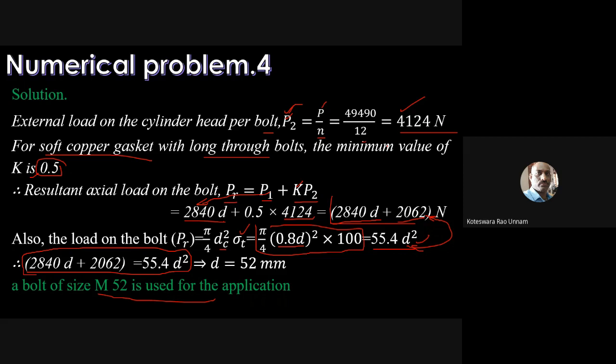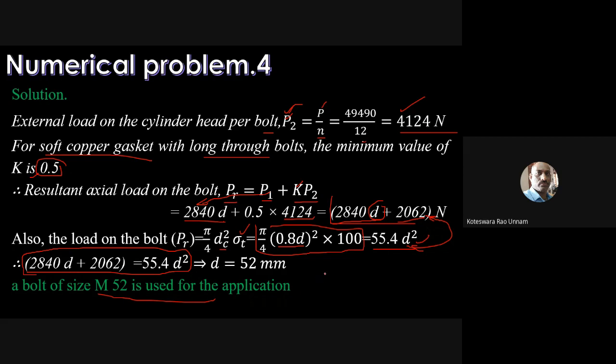Now for 52 mm, compute what the tensile stress area is. So you open your data book. In the data book, the tensile stress area for M52, if you use the coarse series, is going to be 1760. Now you substitute the data here, D is equal to 52, and compute the total load on the bolt. Then you do the reverse calculation.